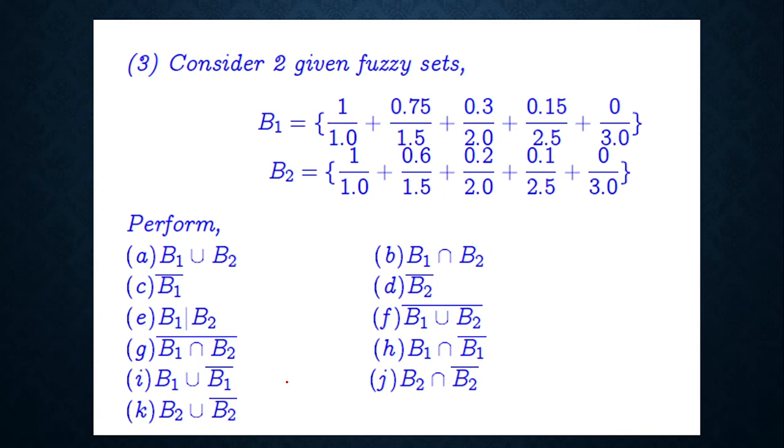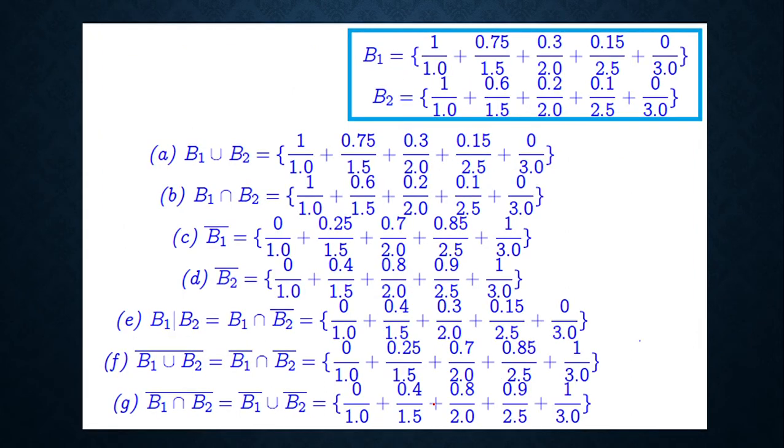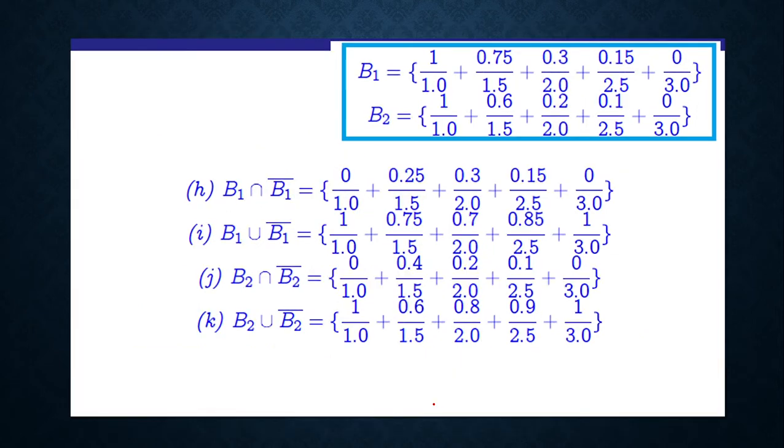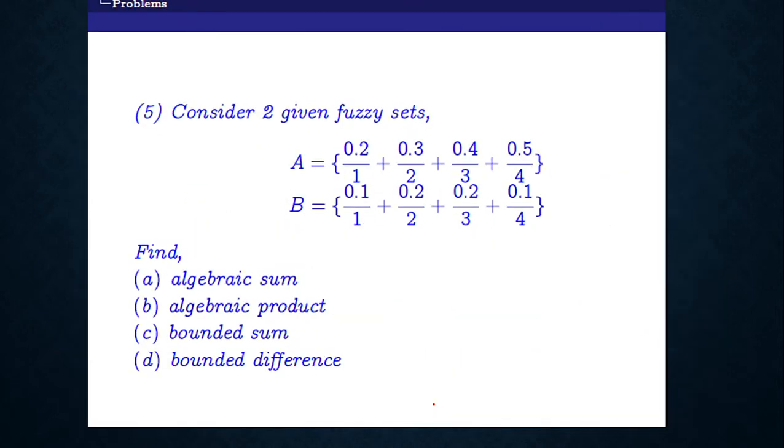Now consider the third question, where you are given two fuzzy sets and asked to perform these operations from A to J. These are the questions. You can do it. Please practice and try to understand how to solve. The solution is there in the slide. In the next question, you are given two fuzzy sets and you have to perform these four operations: algebraic sum, algebraic product, bounded sum, and bounded difference.